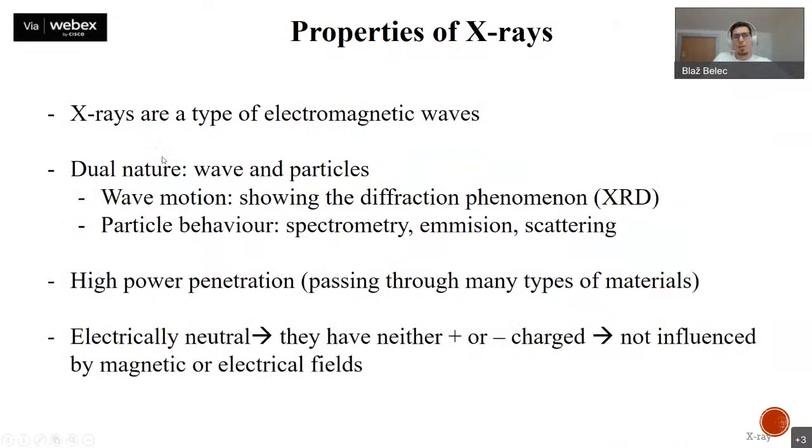So X-rays are a type of electromagnetic wave. They have a dual nature: they can be waves and particles. When we use them as waves, we detect the diffraction phenomenon, so the XRD method. When they show particle behavior, we measure spectrometry, emission, and scattering. They have high penetration power, so they can pass through many types of materials, and they are electrically neutral, so they have neither plus nor minus charge, and they are not influenced by magnetic or electrical fields.